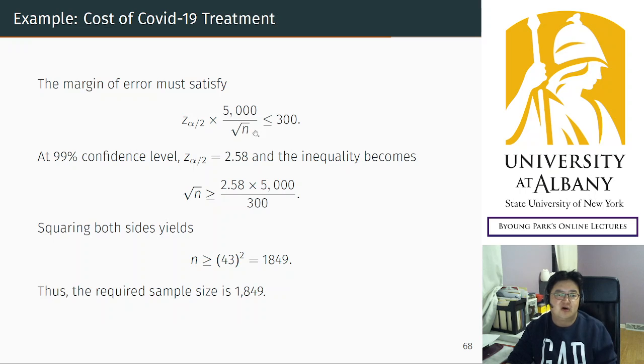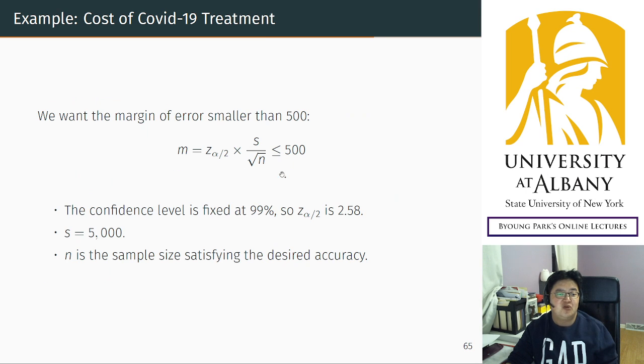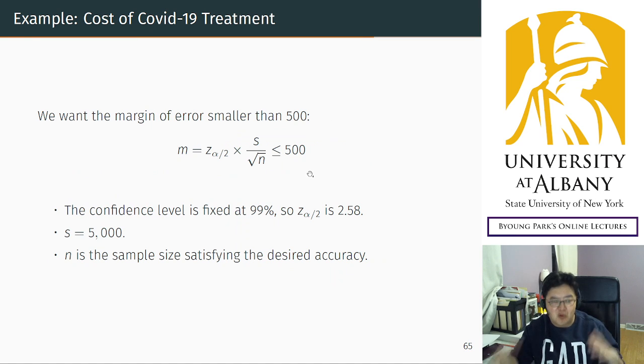So then our goal is to isolate the sample size n on the left hand side by moving the terms, and then taking squares on both sides. You have n, which should be greater than 43 squared, which is 1849. That's the answer. As you can see, because this is much more accurate, the margin of error is now $300, and previously it was $500. So you are making the estimator more and more accurate.